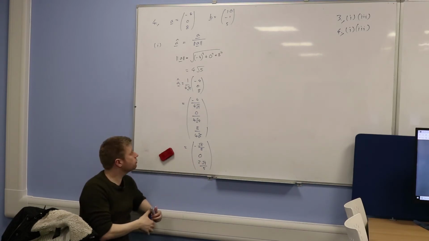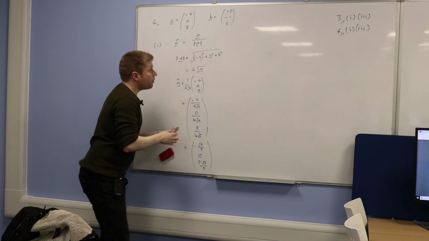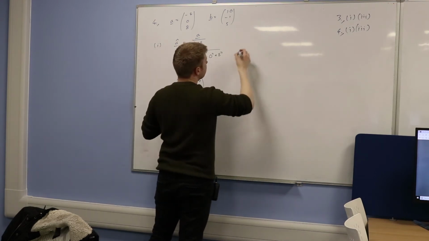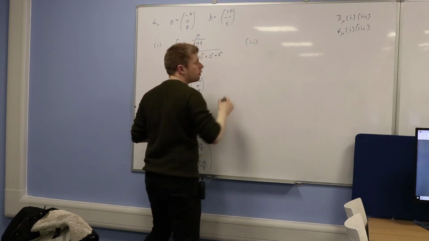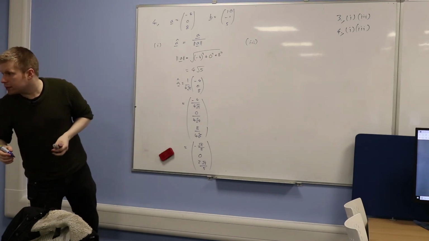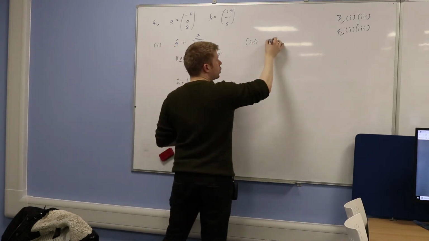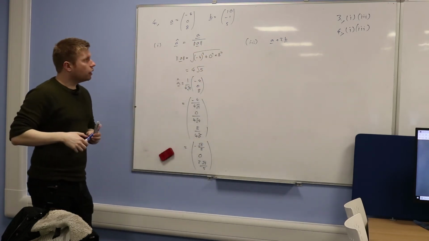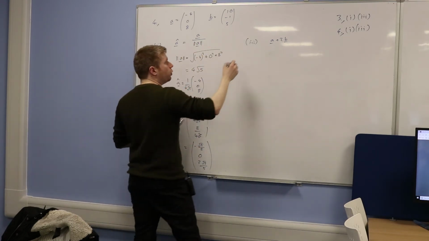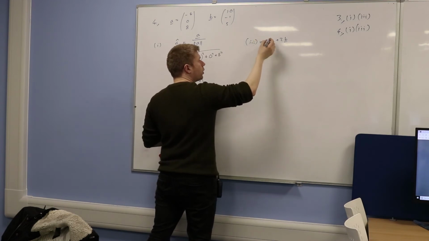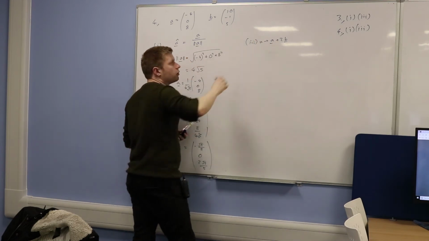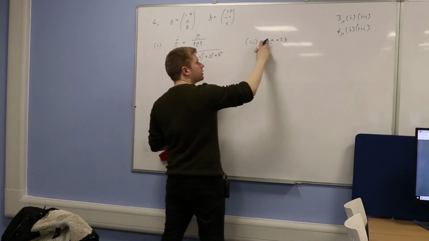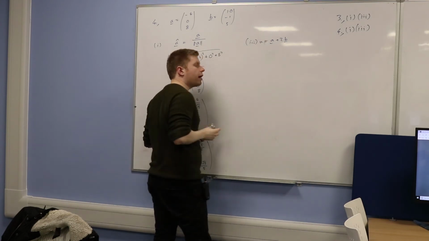Is that okay? Right. And then for part 3, we are asked to find a unit vector in the direction of A plus 2B. So let's give this a name. I'm just going to call it u for the sake of notation. So I want to find a unit vector in the direction of this.